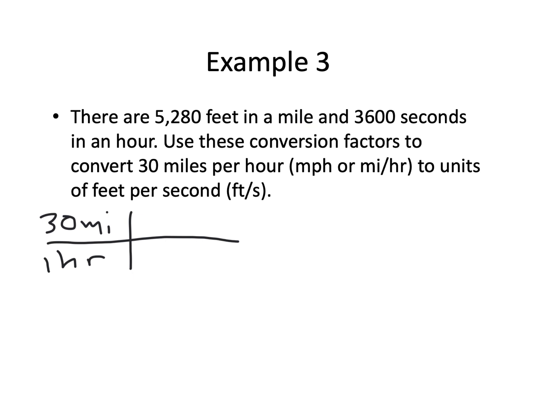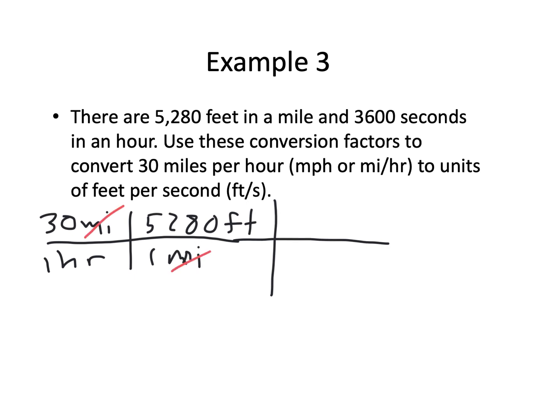So where does the mile need to go? The mile has to go underneath in order to cancel with the mile above. So I can say that 1 mile is equal to 5,280 feet. And then when I do that, the miles have canceled. And now if I just multiplied this out, if I multiplied 30 times 5,280, that would give me feet per hour. But I don't want feet per hour, I want feet per second.